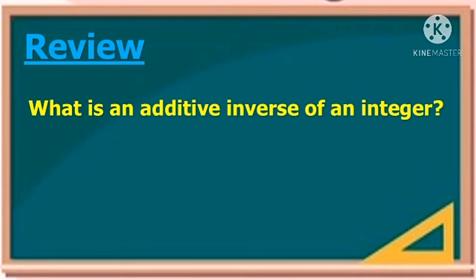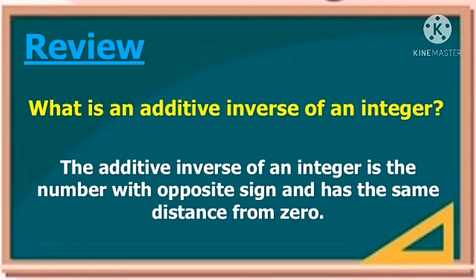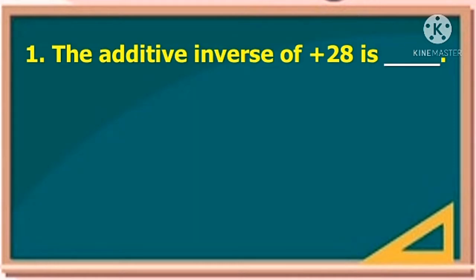What is an additive inverse of an integer? Very good. The additive inverse of an integer is the number with opposite sign and has the same distance from 0. Let's have some examples. Number 1. The additive inverse of positive 28 is blank. Very good. It's negative 28.